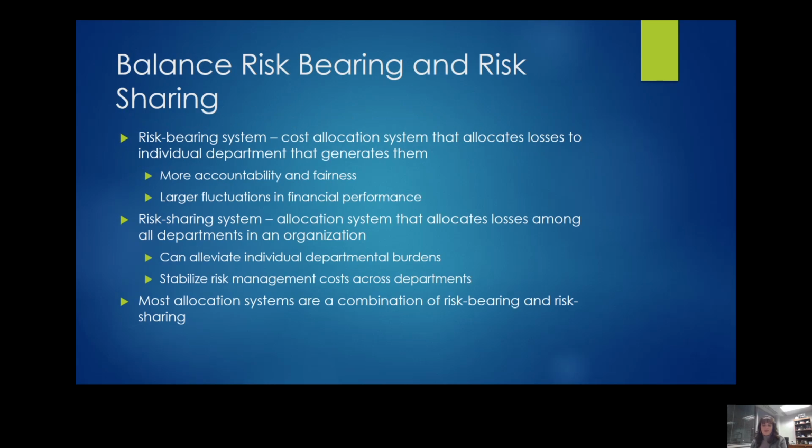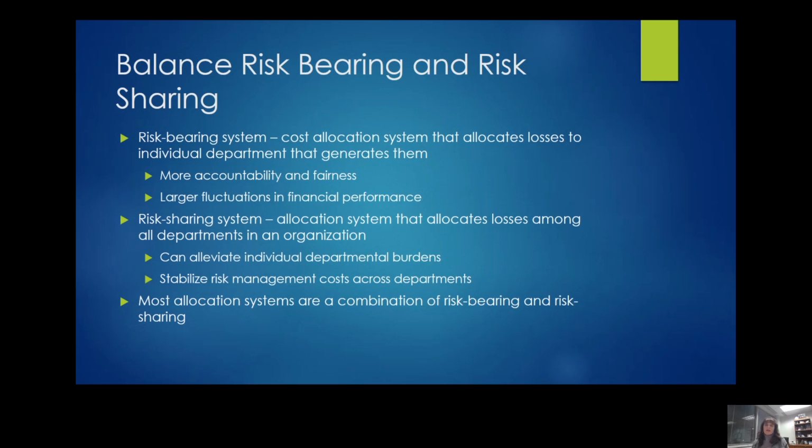So as we're determining how to come up with the best risk management cost allocation system, meaning what are the best ways to take costs and get them aligned with the right department, there are two primary methods of doing that. Make sure you know both of these and understand the concept.